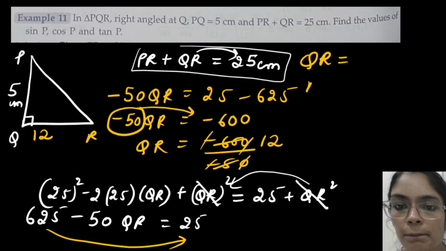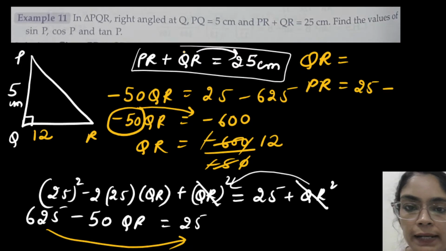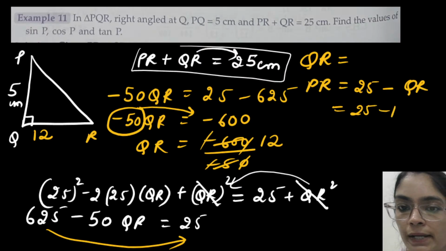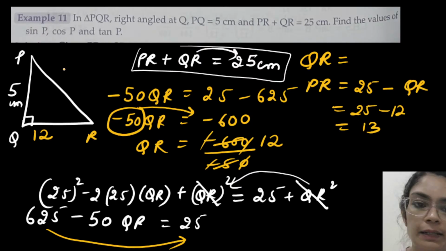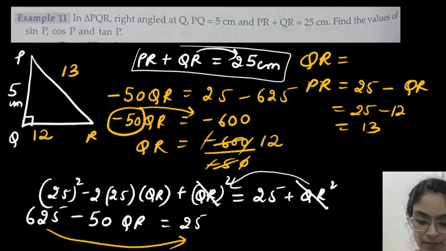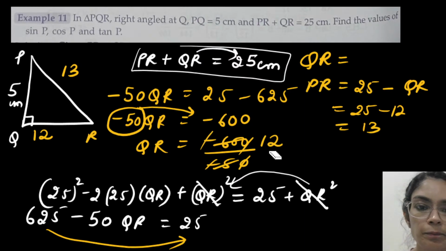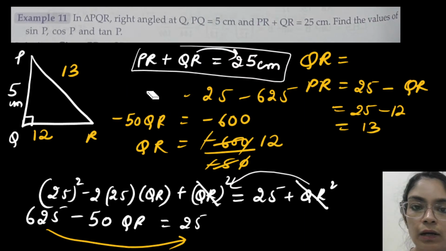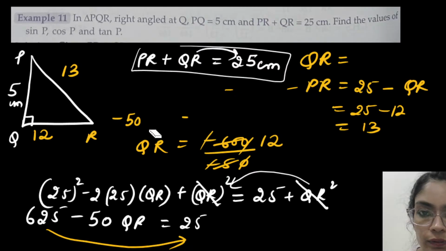And we know PR is equal to 25 minus QR. So 25 minus 12 is equal to 13. So that means its value is 13. So we found the values of the unknown sides with the help of Pythagoras theorem and the given relations. Now let's find the required things we have to find.